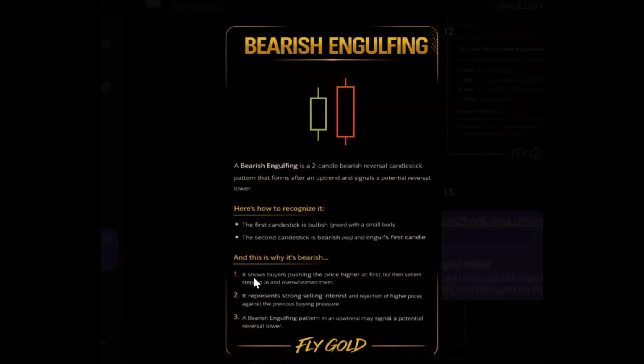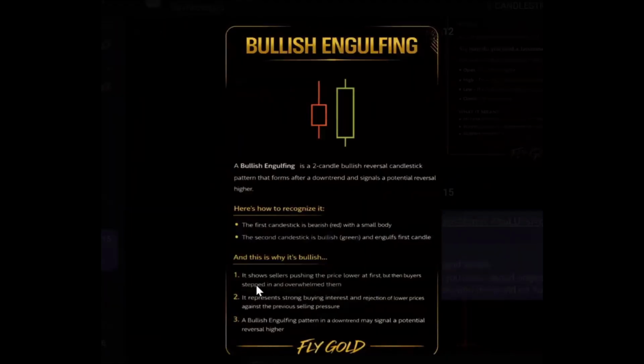And this is why it's bearish. It shows buyers pushing the price higher at first, but then sellers stepped in and overwhelmed them. It represents strong selling pressure and rejection of the higher prices against the previous buying pressure. A bearish engulfing pattern in an uptrend may signal a potential reversal. Same thing, but the opposite. This is for a buy. We got a red candle, then this green candle just came and took it over. Engulfing candle.